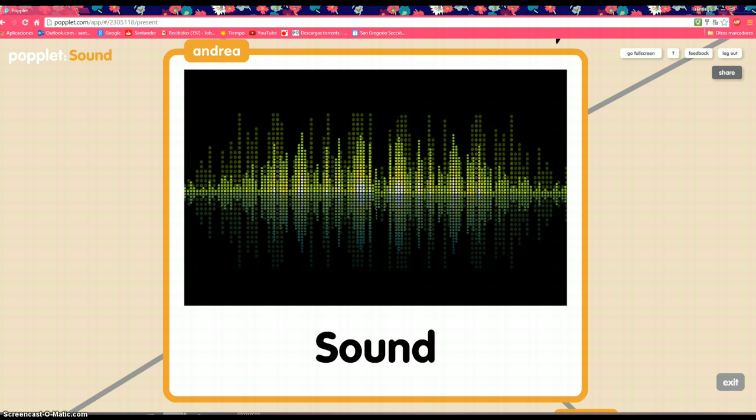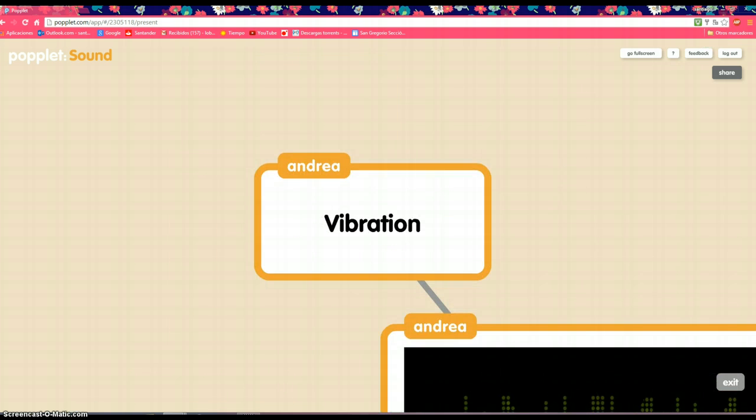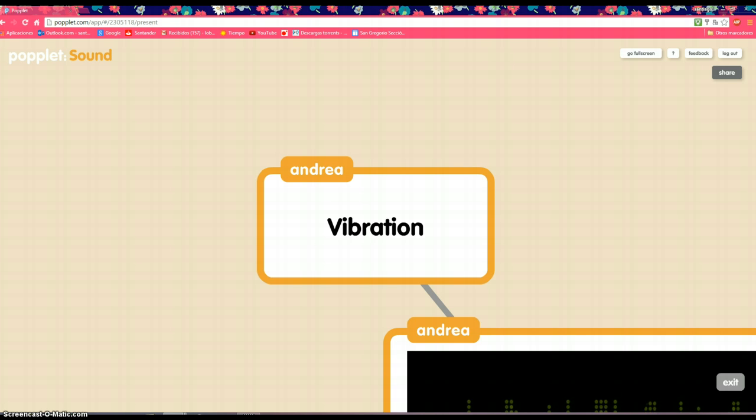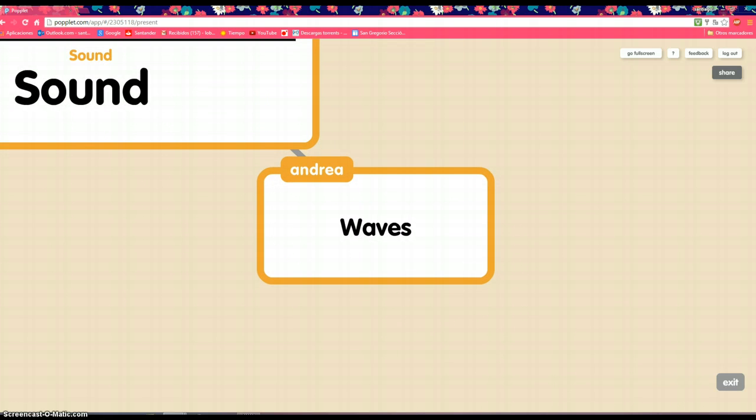Okay, this is the last mind map. This mind map is called sound. Sound is a form of mechanical energy produced by the vibration of an object, such as a string on a guitar, a drum, or even our vocal cords. Sound travels in waves through solids, liquids, and gases. It travels through air at 340 meters per second, a speed much slower than the speed of light.